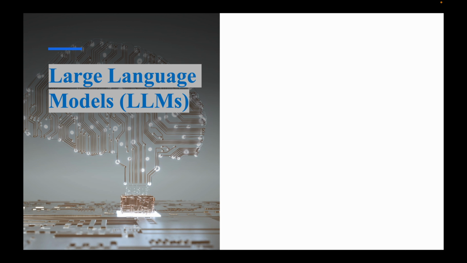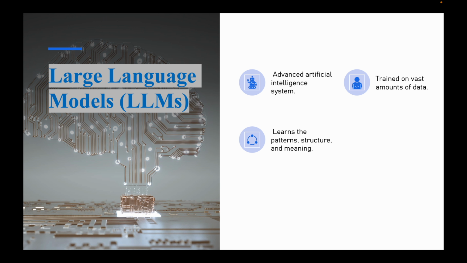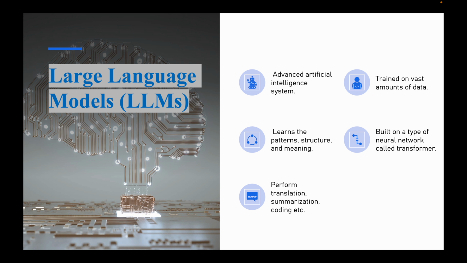So what are LLMs? A large language model or LLM is a type of advanced artificial intelligence system. An LLM is a computer program trained on a vast amount of data, hence it is named large. It learns patterns, structure and meaning of a language, therefore it generates human-like responses. LLMs are built on a type of neural network called the transformer model. LLMs can perform translation, summarization, coding and much more. Examples of LLMs are ChatGPT, Gemini, Llama, Claude and so on.